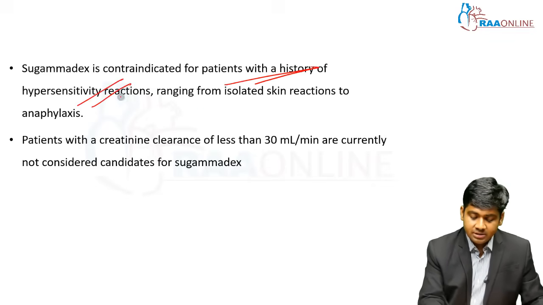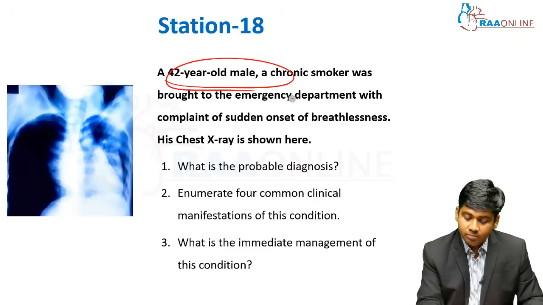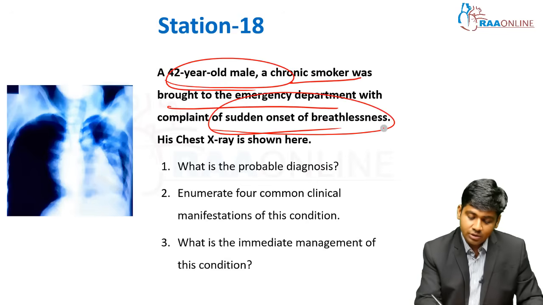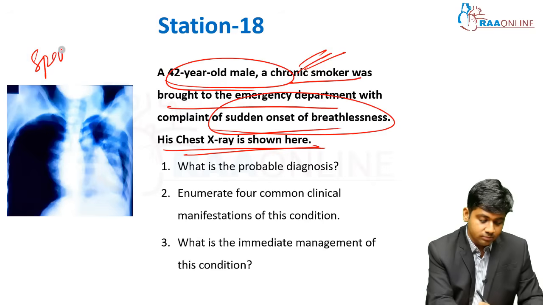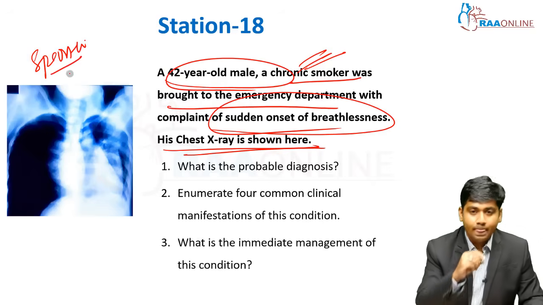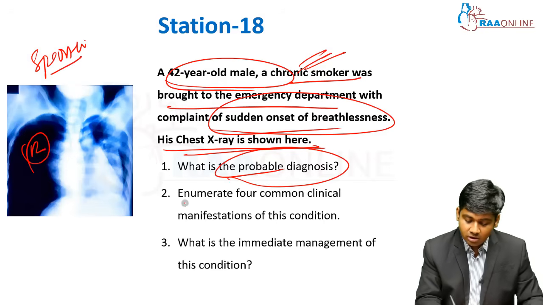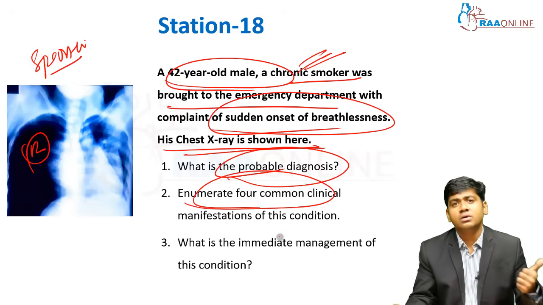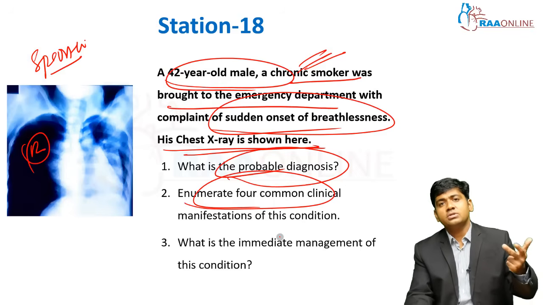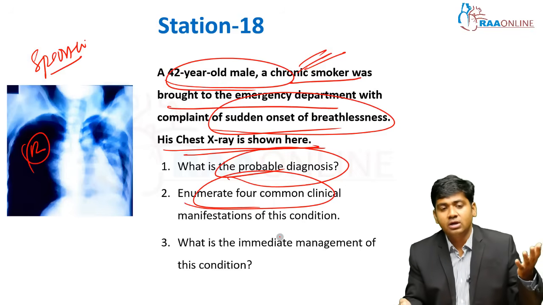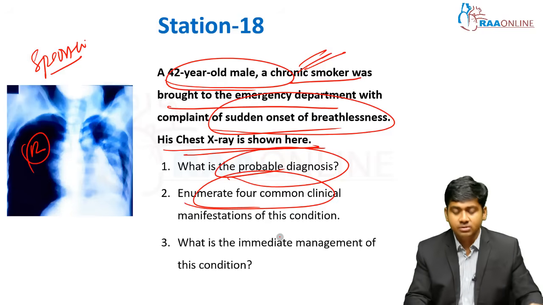Contraindications: history of hypersensitivity reactions, skin reactions, creatinine clearance less than 30. A 42-year-old male, chronic smoker, brought to the emergency department with sudden onset breathlessness. Chest X-ray: spontaneous pneumothorax or ruptured bulla. Most probable diagnosis: right-sided pneumothorax. Four common clinical manifestations of this condition: tachypnea, tachycardia, hypoxia, hypercarbia, and also a decrease in blood pressure.